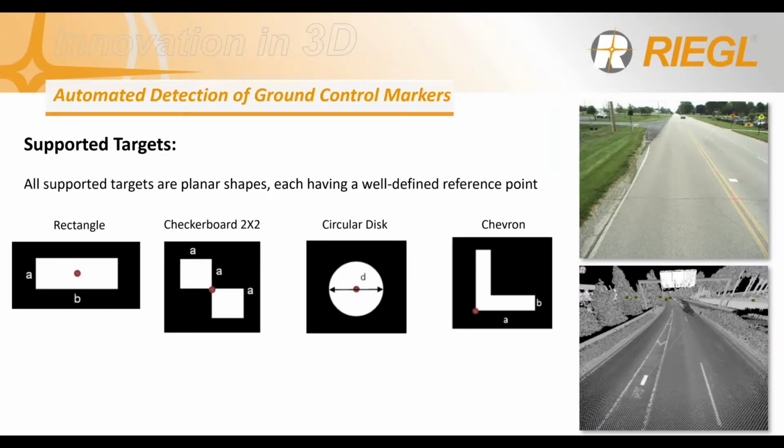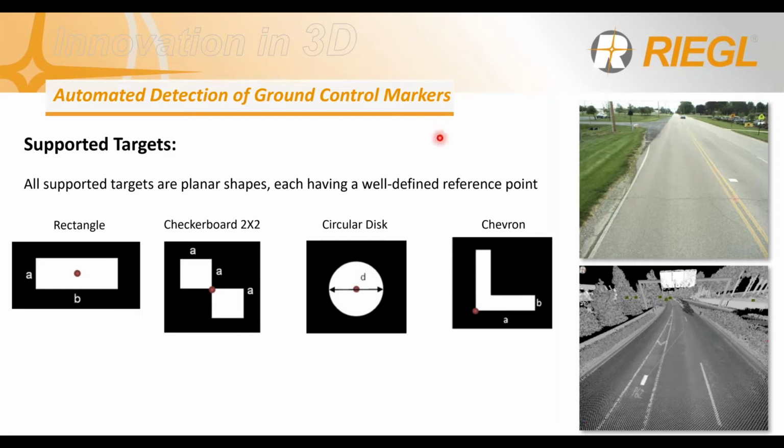That's what we're going to first dive into: what target types are supported in RiProcess. Currently in RiProcess, the targets that we can auto detect are our rectangles, our checkerboards, our discs, which no one showed they used in the chat, and chevrons. Those are the 4 types that are currently supported.